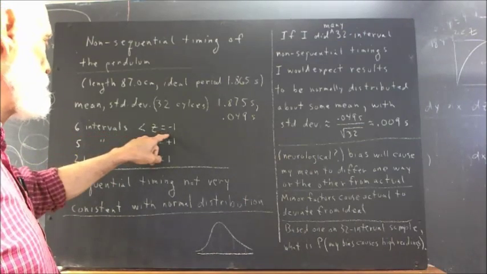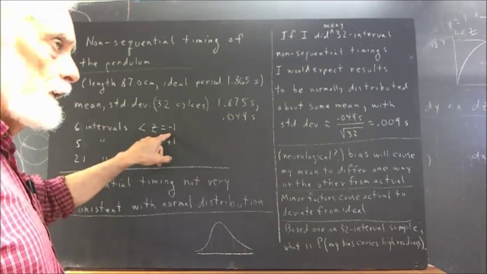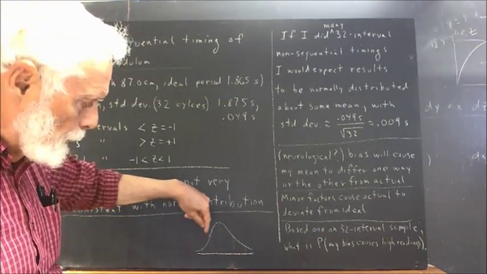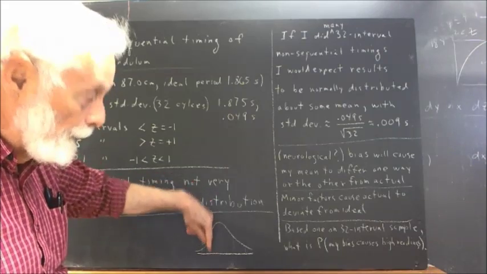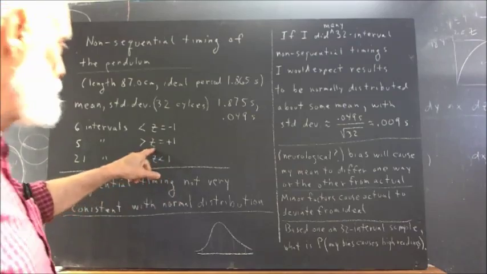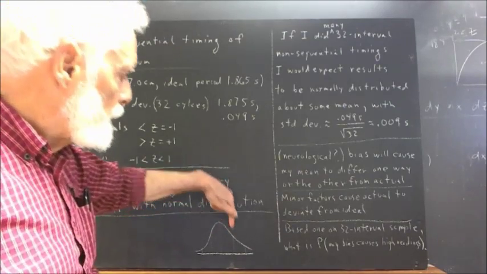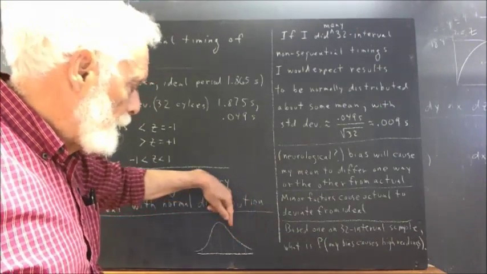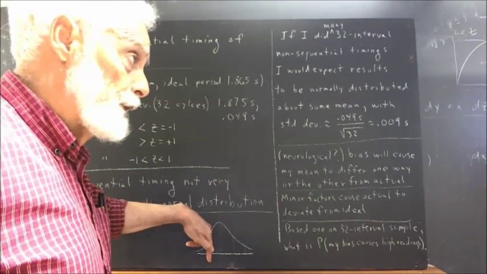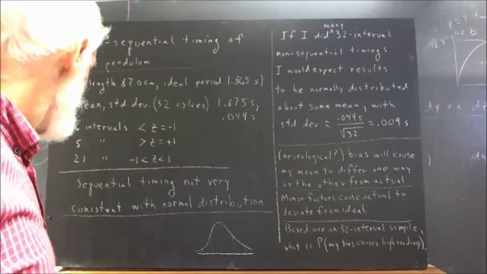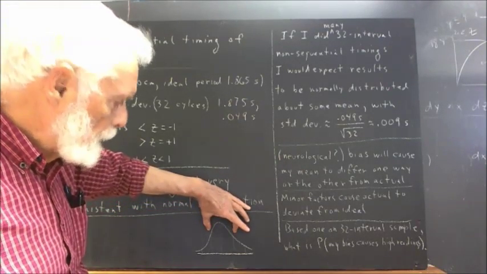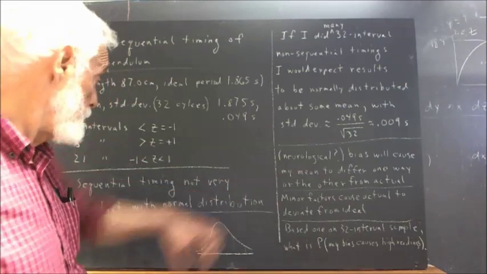6 of the intervals were less than z equals -1, meaning on a normal curve, 6 of the intervals were on this side of this point. And 5 of the intervals were for z greater than 1, which means beyond this point, being 1 standard deviation above the mean, this point being 1 standard deviation below the mean. That means the remaining 21 were within 1 standard deviation of the mean.